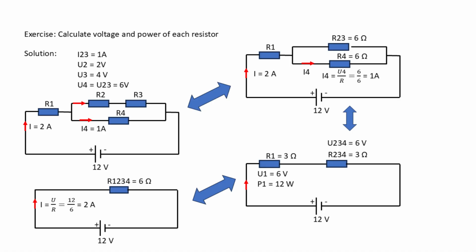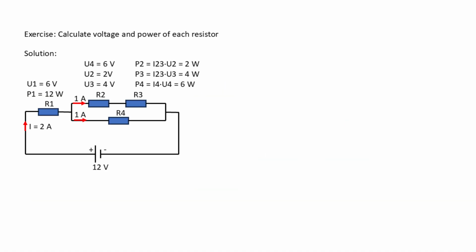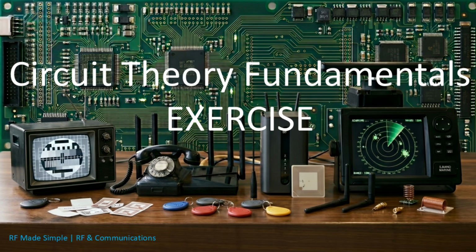Now, let's calculate the power dissipated by each resistor using P equals U times I. For R1, P1 equals 12 watts, P4 equals 6 watts, P2 equals 2 watts, P3 equals 4 watts. We've completed the full circuit analysis step by step, including resistance, current, voltage, and power calculations. All results have been verified and are consistent with circuit laws.